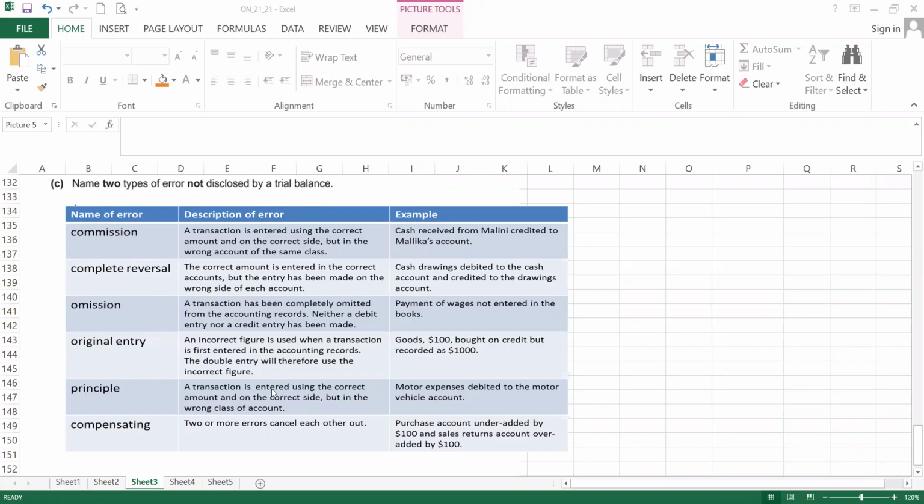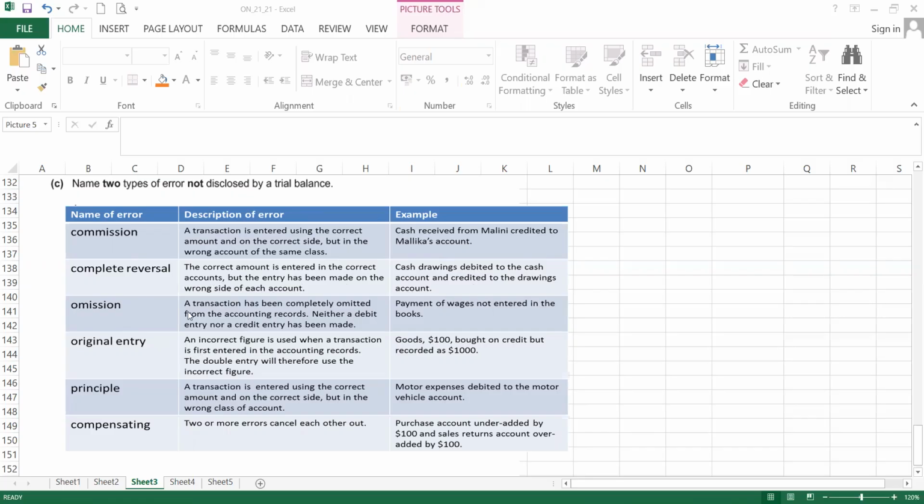And here actually is a detail and the example. What type is commission? Commission is when a transaction is entered using the correct amount on the correct side, but in the wrong account of the same class. For example, cash received from Malini credited to Malika. Complete reversal: the correct amount entered in the correct account, but the entry has been made on the wrong side of each account. So debit becomes credit, credit becomes debit. For example, cash drawing debited to cash account and credited to the drawing account.